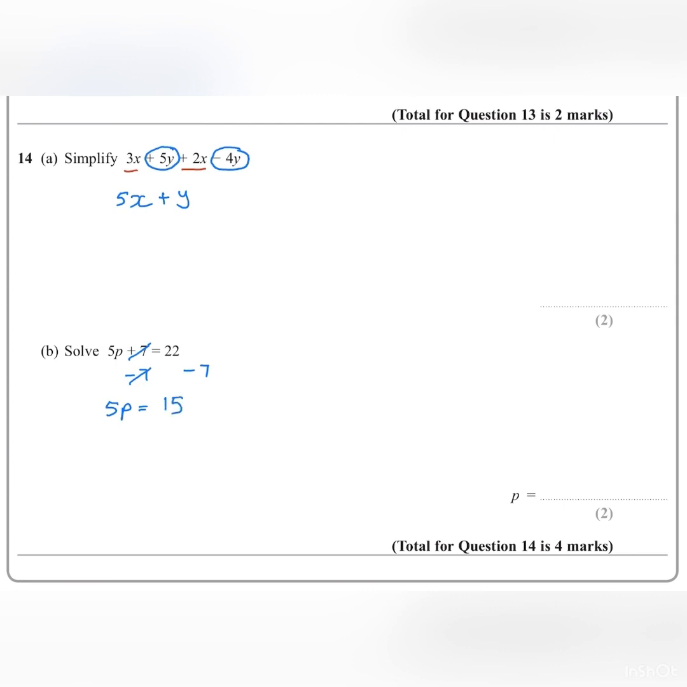And now 5 times by a number gives you 15. So we can divide both sides by 5. And 5 divided by 5 is just 1. So p equals 15 divided by 5, which is 3. So p is 3.